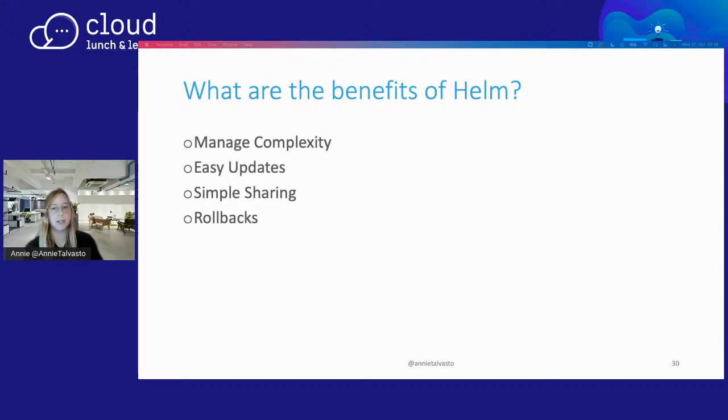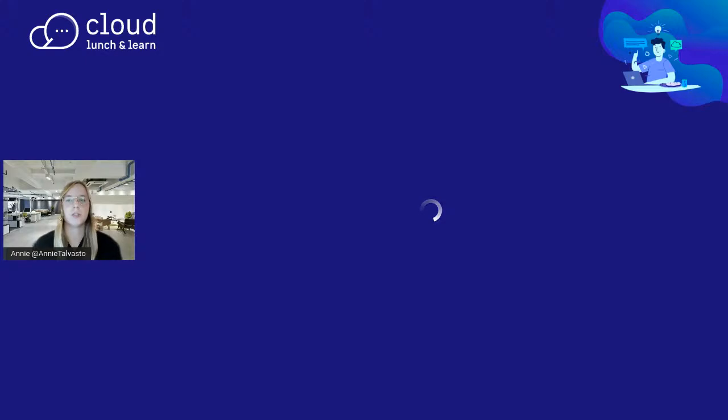It has easy updates, taking the pain out of updates with in-place upgrades and custom hooks, and it has simple sharing. That means charts are easy to version, share, and host on public or private servers. And it has rollbacks as well, so you can use Helm to roll back to an older version of a release with ease.